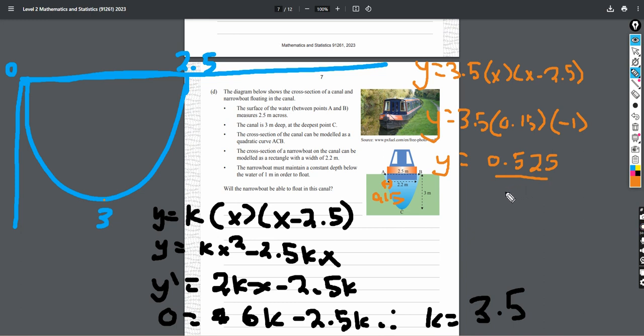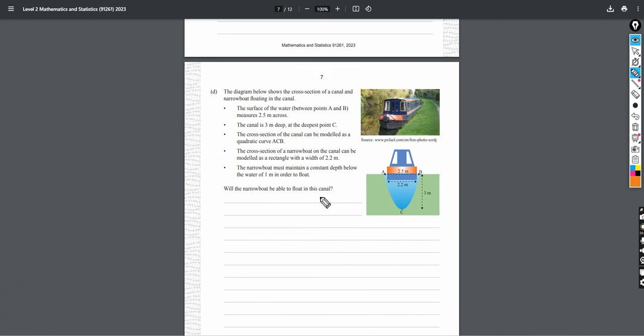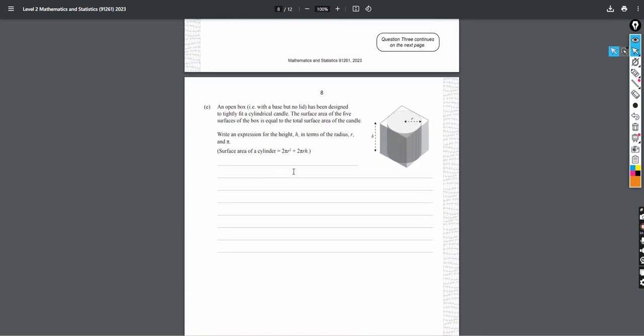That's the y coordinate, so the boat is going to get stuck 0.525 meters down. This is the 1 meter line. It's got stuck here. This is the boat. It needed to get further down, hence the boat doesn't fit, so it won't be able to float in this canal. It's a bit weird how it needs to be kept below 1 meter in order to float over.